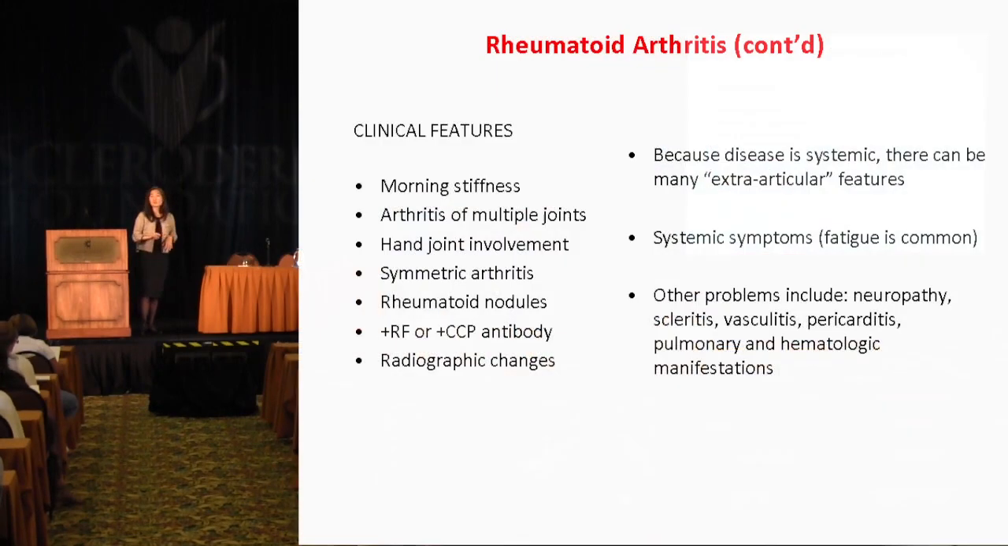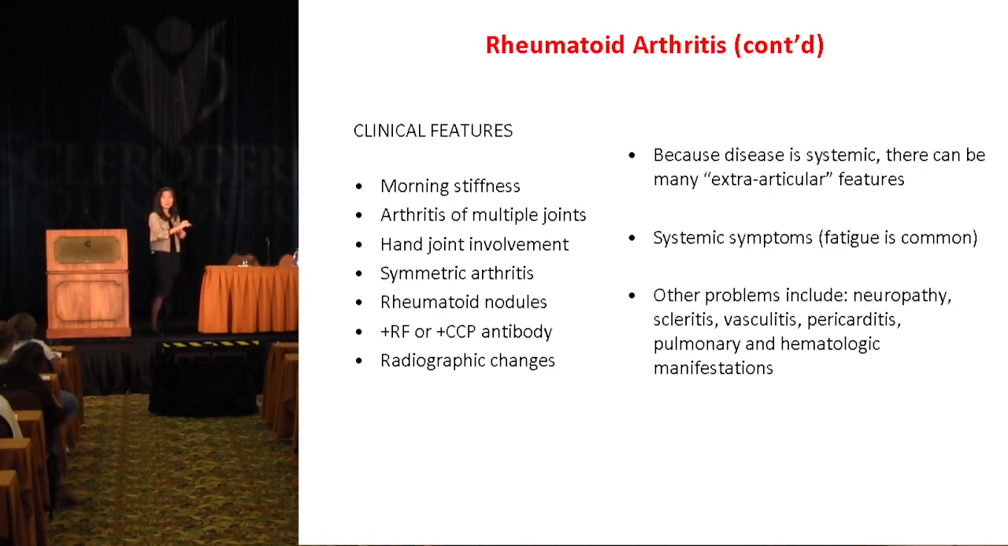So they recently revised the diagnostic criteria, but I'm just going to tell you briefly what the clinical features are. Morning stiffness refers to when you wake up in the morning and people are really stiff, and it takes a while for them to start to feel like they're moving better. That's classically seen. Additionally, often you get arthritis of multiple joints, most frequently involving the hands. Often this is symmetric. And in some cases, patients will develop rheumatoid nodules.